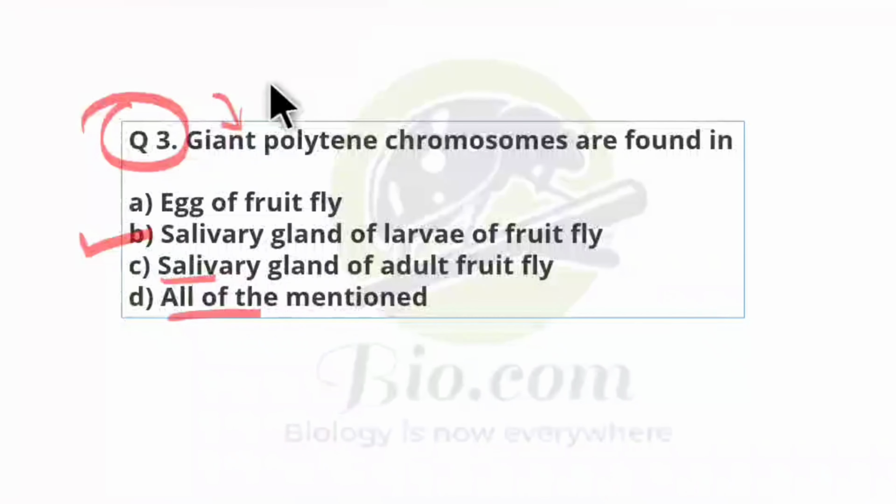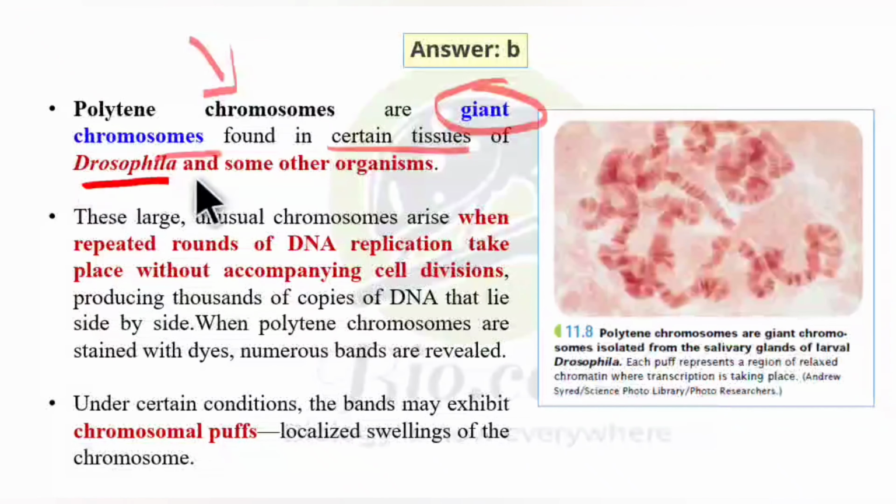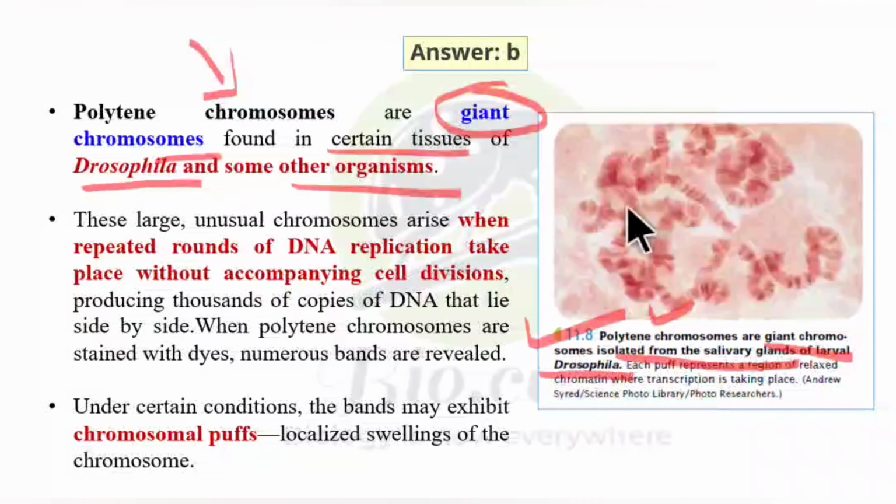So let's see what exactly this giant polytene chromosome is. Basically, polytene chromosomes are giant chromosomes which are found in certain tissues of Drosophila and some other organisms. You can also see here in this picture 11.8, a polytene chromosome, which is a giant chromosome isolated from the salivary glands of larval Drosophila. You can see here the giant chromosome where each puff separates a region of relaxed chromatin where transcription is taking place.